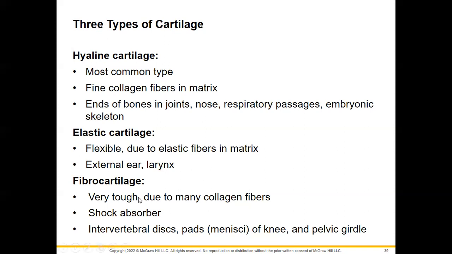Fibrocartilage is very tough because it has much more collagen fibers associated with it. So remember, collagen is going to lend that strong tensile strength. It's going to be tough, but it's going to be flexible. So very tough. The first part of the word is fibro, so you should know that it has lots of collagen fibers associated with it.